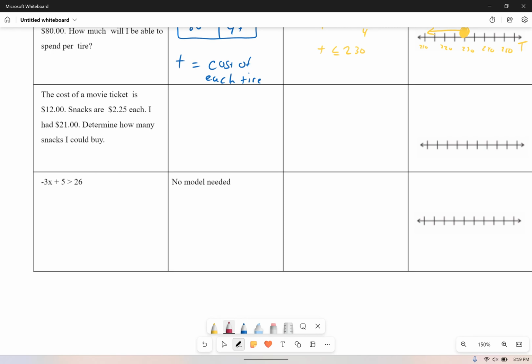The cost of a movie ticket is $12. Snacks are $2.25 each, and I had $21. So I'm going to buy a ticket plus some snacks maybe, and that would be my total. So let's see, how much money do I have altogether? I have $21 to spend. So I can spend less than or equal to 21.